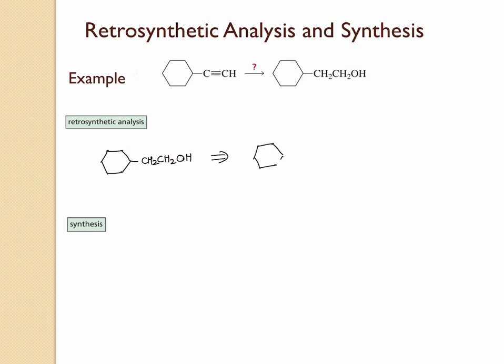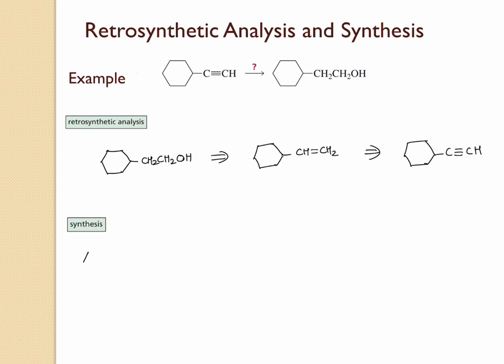The synthetic precursor for this molecule would be something which has a double bond between those two carbons. But how can we prepare this molecule from carbon-carbon triple bond? Simply by catalytic hydrogenation, right? So this would be the retrosynthetic analysis for this compound.